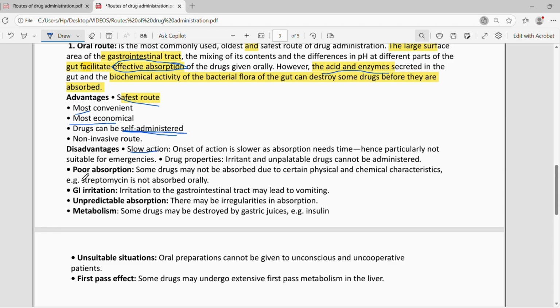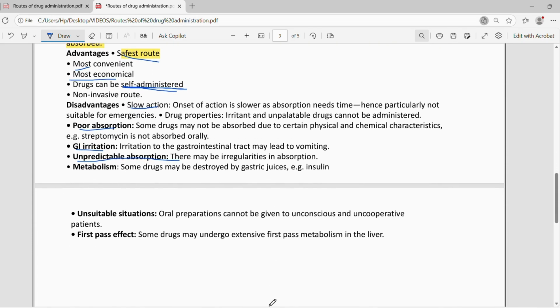There is poor absorption, GI irritation, and unpredictable absorption. So there may be disadvantages, that is poor absorption. Then some drugs may get destroyed in the GI tract, which can cause poor absorption. GI irritation: some may lead to irritation of the GIT, and there is no predictable absorption. Some may get absorbed, some do not get absorbed. So these are the disadvantages.